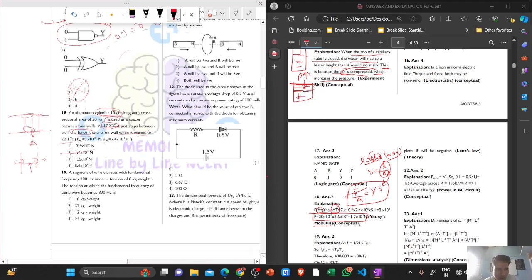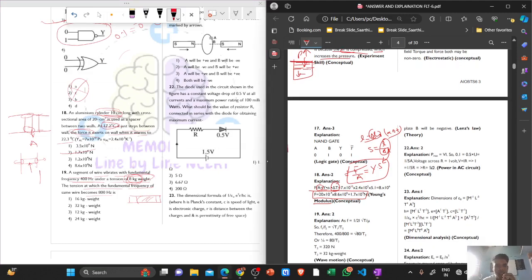Moving to the next question: a segment of wire vibrates with a fundamental frequency under a given tension. It is telling about a segment of wire, not the whole wire, which has a weight sigma. The tension at which the fundamental frequency of the wire changes to 800 hertz. And what will be the new tension?